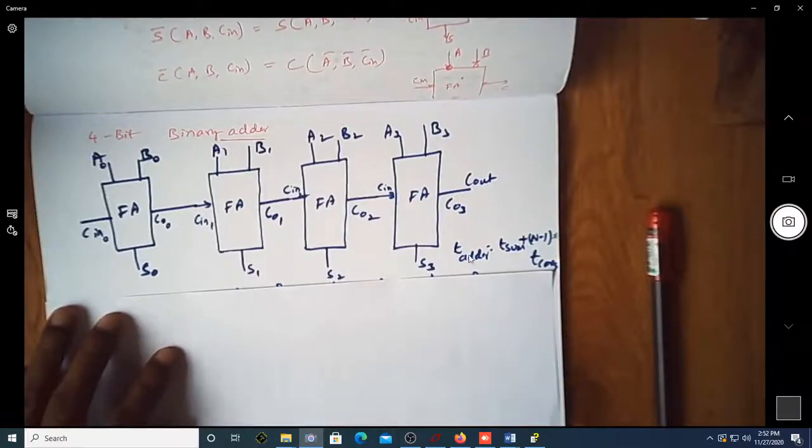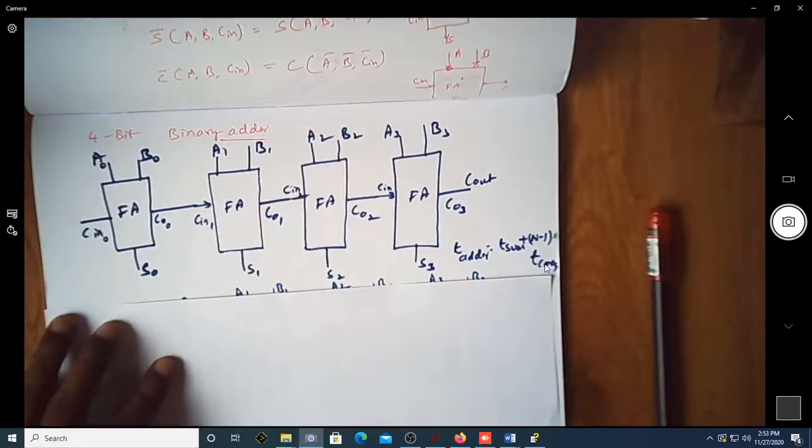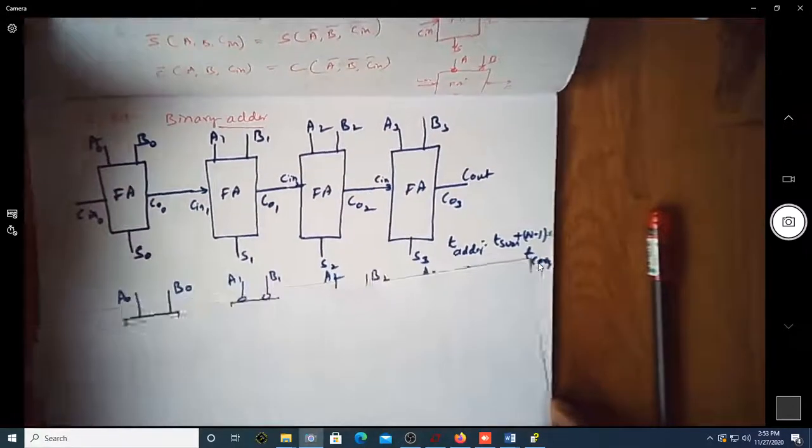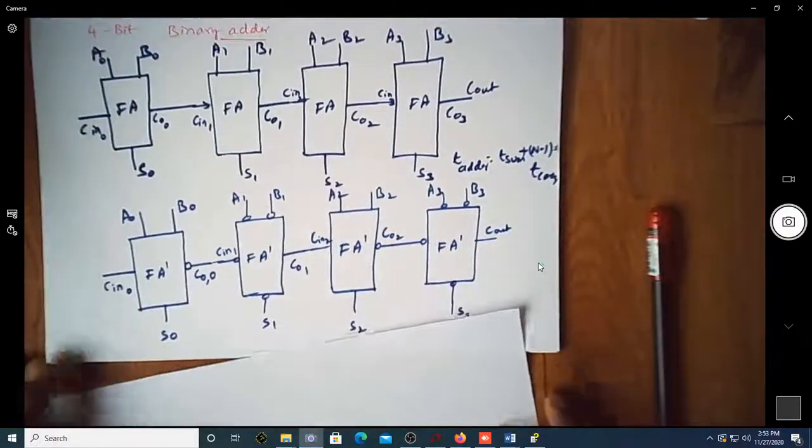So this is an implementation of a 4-bit binary adder. We know that the worst possible delay is nothing but t sum plus n minus 1 times t carry. We have also seen that the bottleneck of this total adder delay is due to this t carry, because it is n minus 1 times t carry. If you want to reduce it, you have to reduce this t carry. Let us carefully observe this implementation. Just have a look at this.